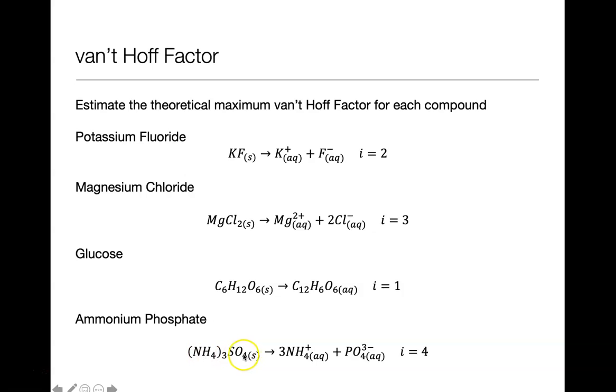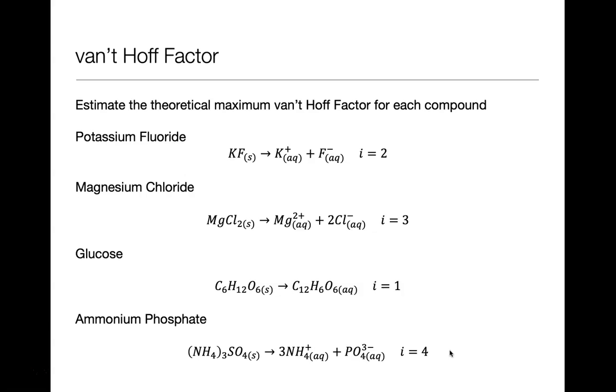So we have ammonium phosphate solid. I put it into water. I end up with 3 ammoniums, 1 phosphate. That behaves as 4 components. And the i would be equal to a theoretical maximum of 4. Like I said, in real life, the numbers could be lower and usually are, but we're talking about theoretical maximum.